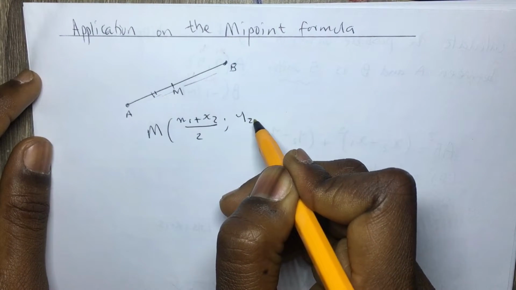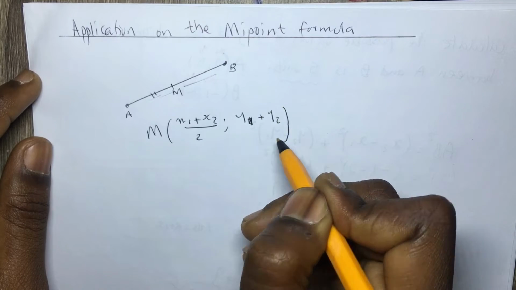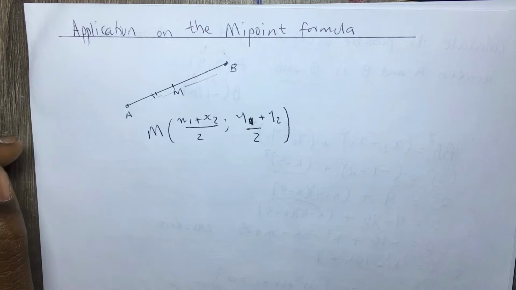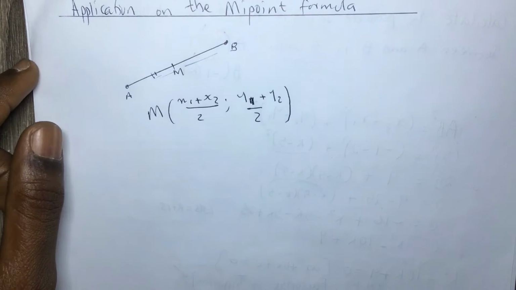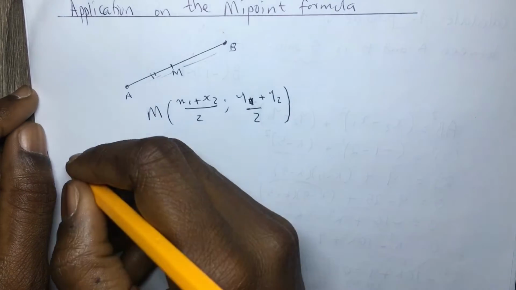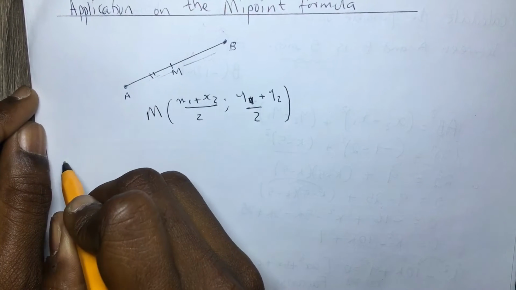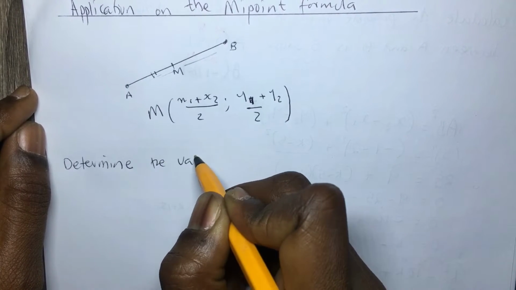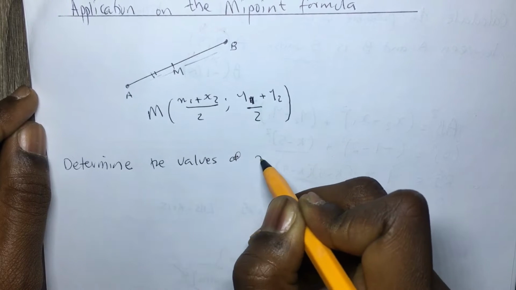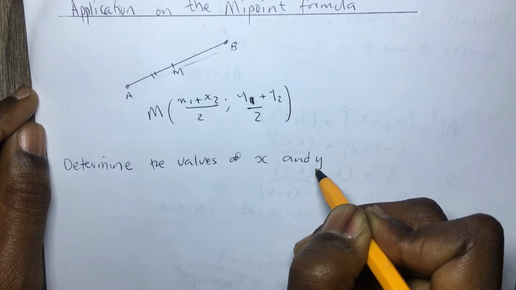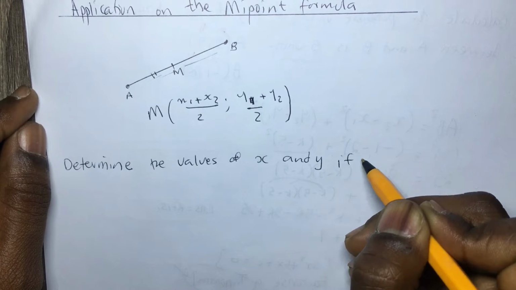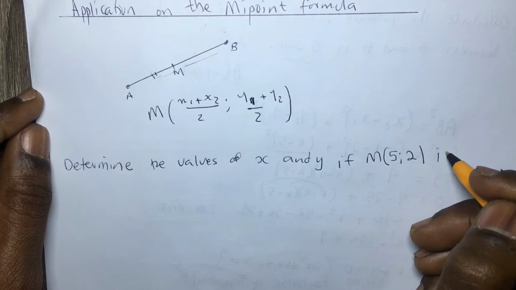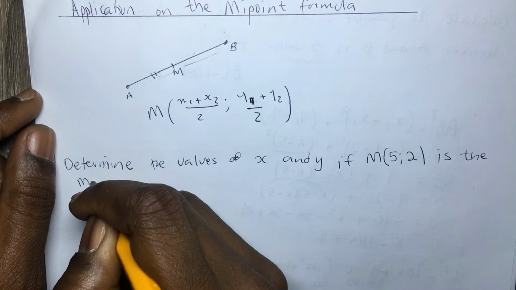We add up the x values and divide them by 2, and add up the y values and then divide by 2. Okay, so this is quite straightforward. They can ask you such a question, and I want to do the application questions they will normally ask you. So they're going to say determine the values of x and y if, now in this case they give you the midpoint, if the midpoint is (5, 2). So how do you do such a question?